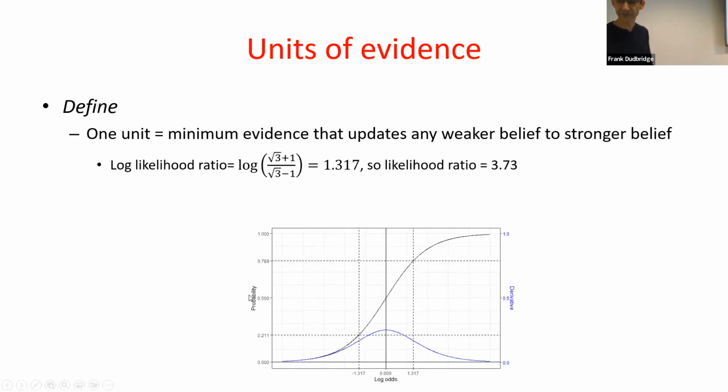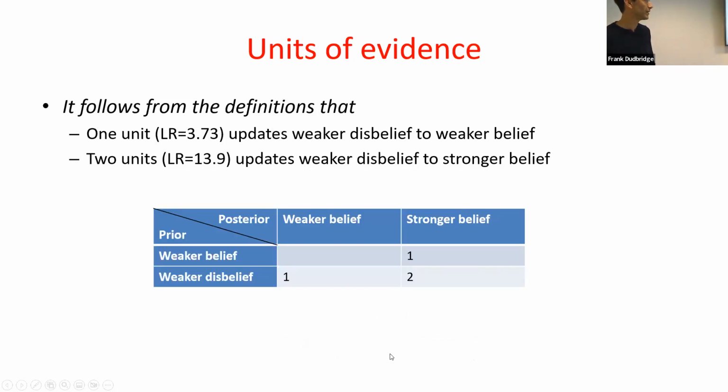And from the same definition, if I go back again, we could say if I've got weaker disbelief, so I start here, any probability in that range will get updated to this range by 1 unit of evidence. So weaker disbelief will get updated to weaker belief by 1 unit. And from the same definition, 2 units will get you from weaker disbelief to stronger belief. So I'm mildly skeptical, I get 2 units of evidence, and now I'm fairly confident. That's the way we can describe it. So we can plot or tabulate the prior beliefs to the posterior beliefs that way.